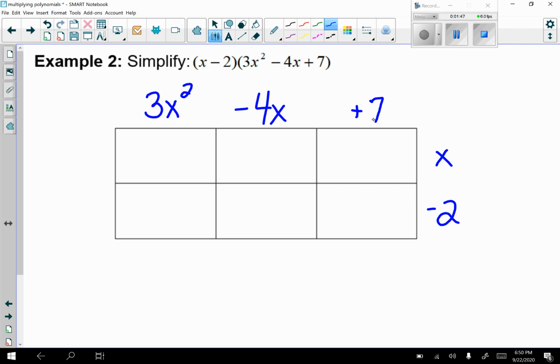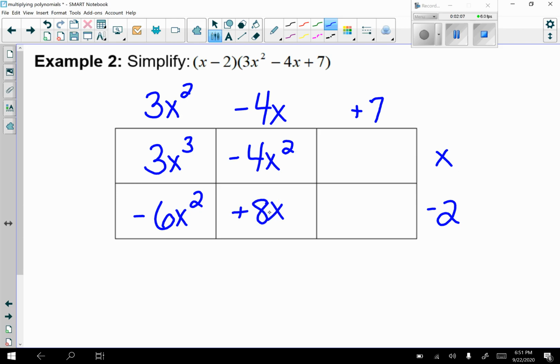3x squared times x gives me 3x to the third. 3x squared times negative 2, negative 6x squared. Negative 4x times x is a negative 4x squared. Negative 4x times negative 2 is a positive 8x. 7 times x, positive 7x. And 7 times negative 2 is a negative 14.